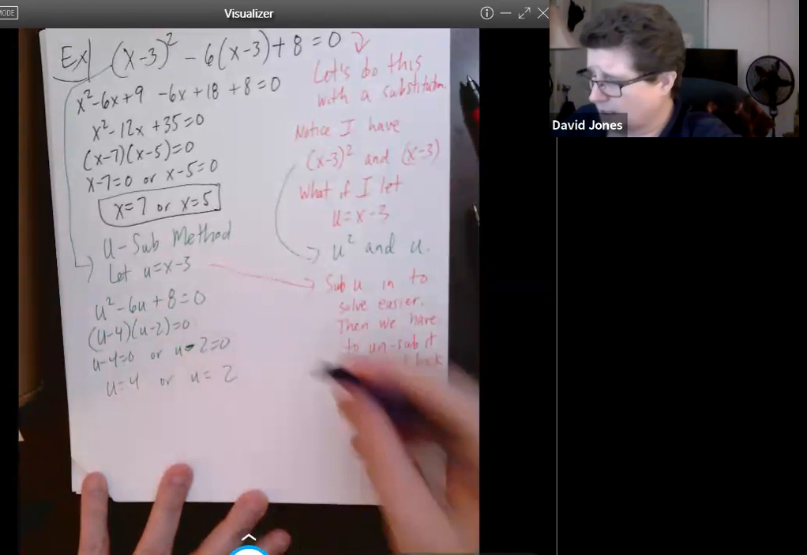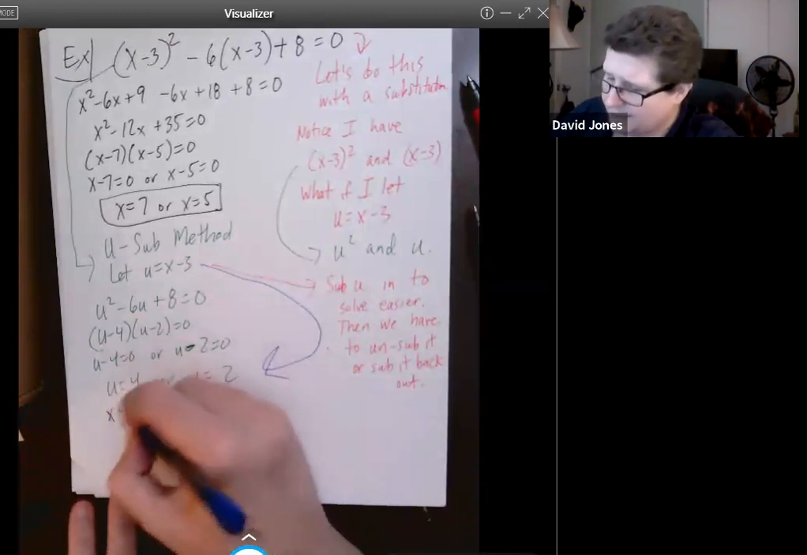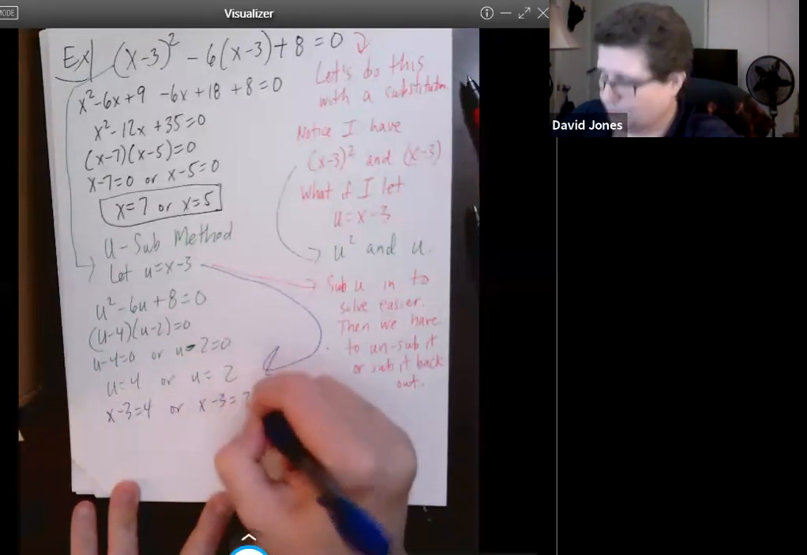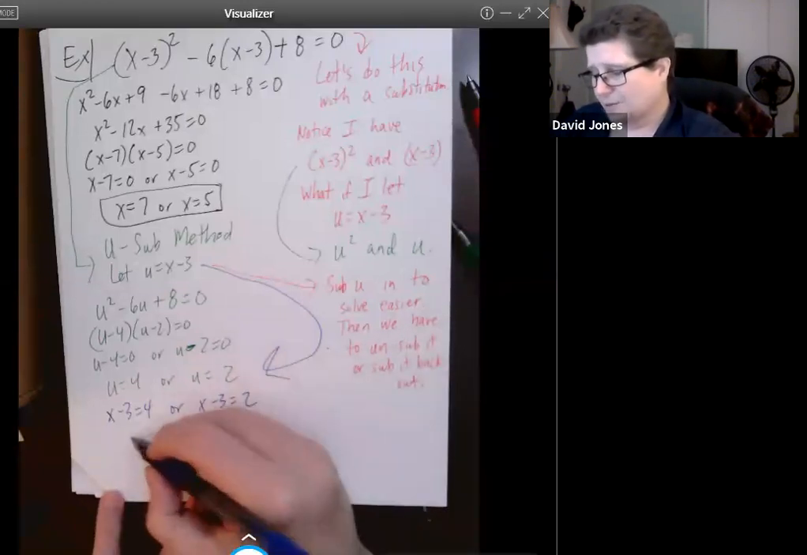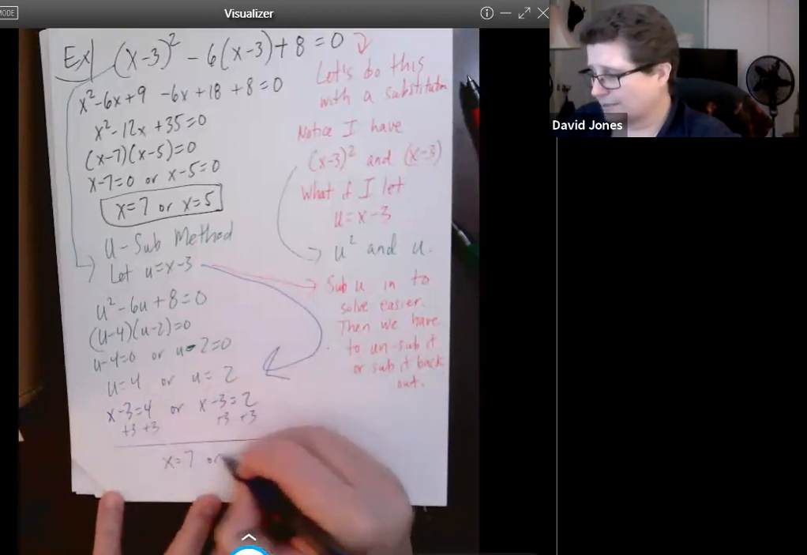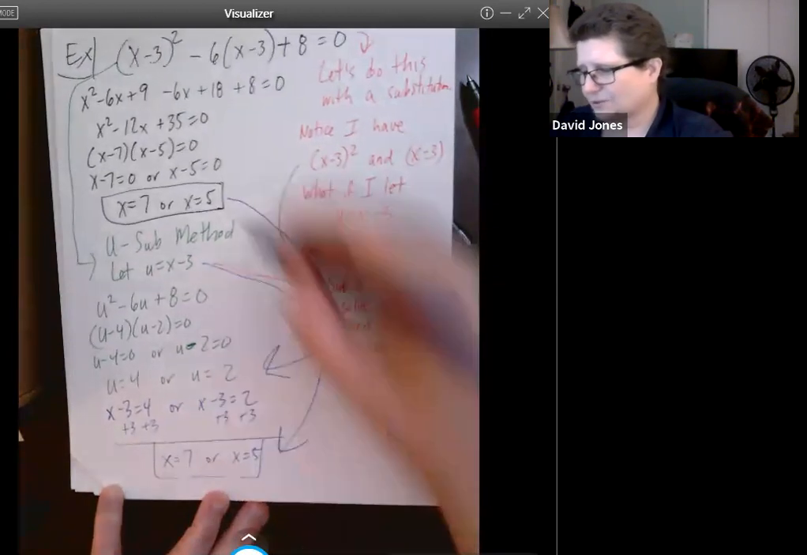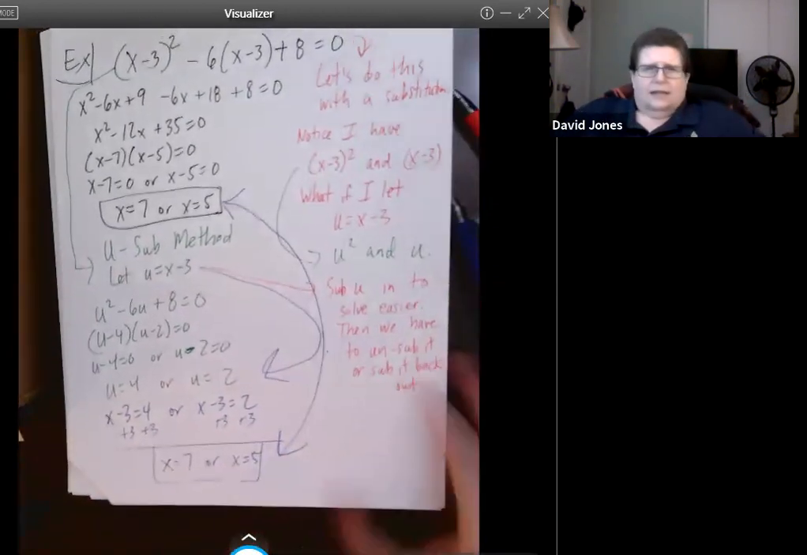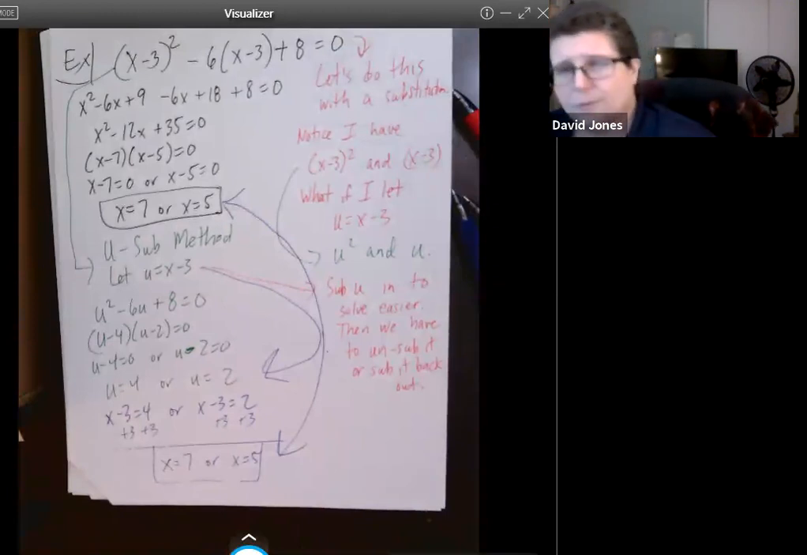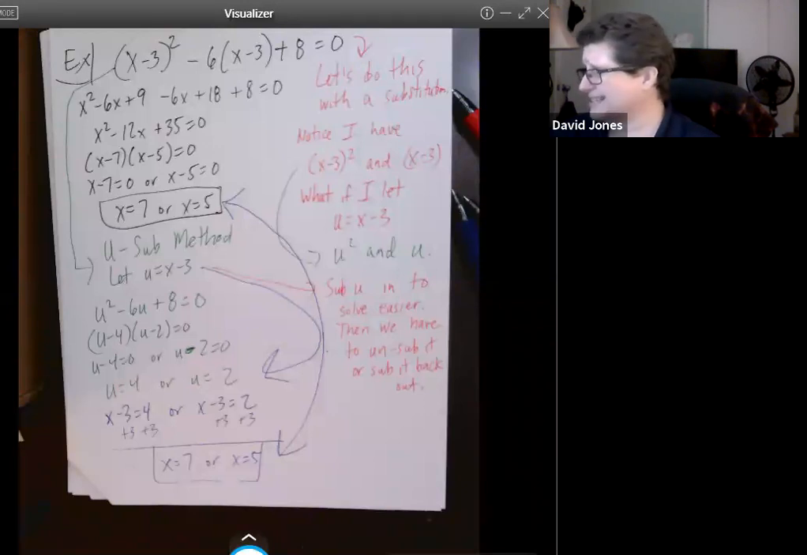If I don't want to end there, I'm going to do that substitution. I'm going to replace u with its value. x - 3 = 4 or x - 3 = 2. Adding 3 to both sides in both problems, I get x = 7 or x = 5. Notice these are identical solutions. Now, you may not agree, I think the top method, just distributing and solving normally, is pretty easy, but that's in this problem. In some cases it's not that easy. So let me show you some examples where it's not so obvious.